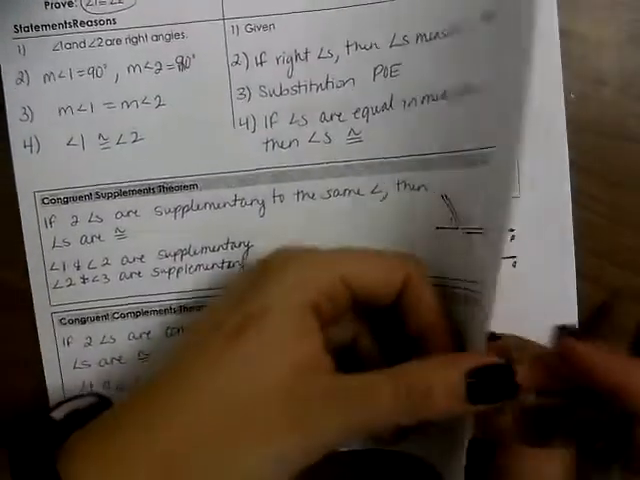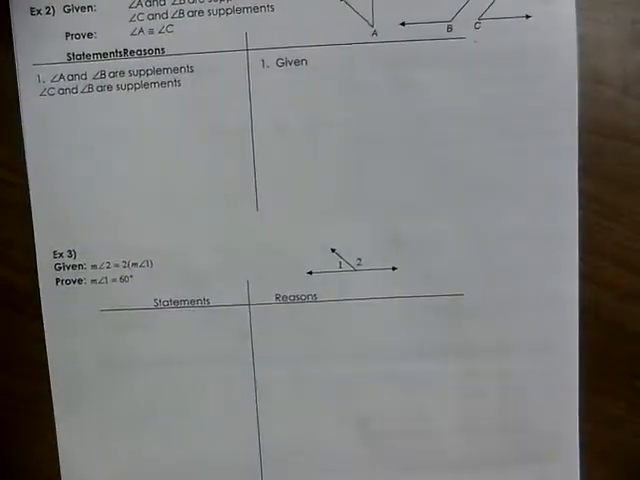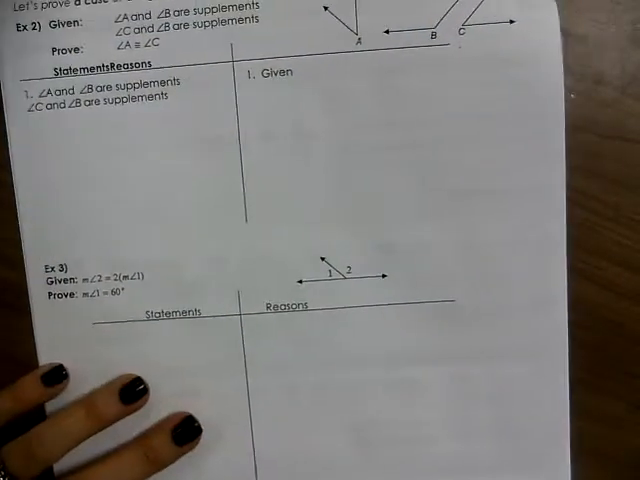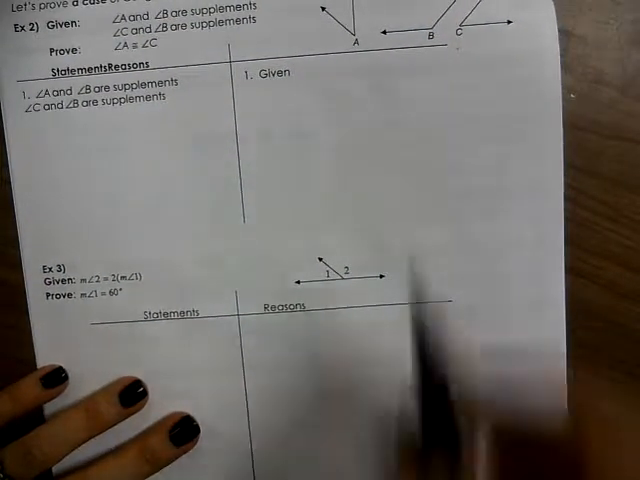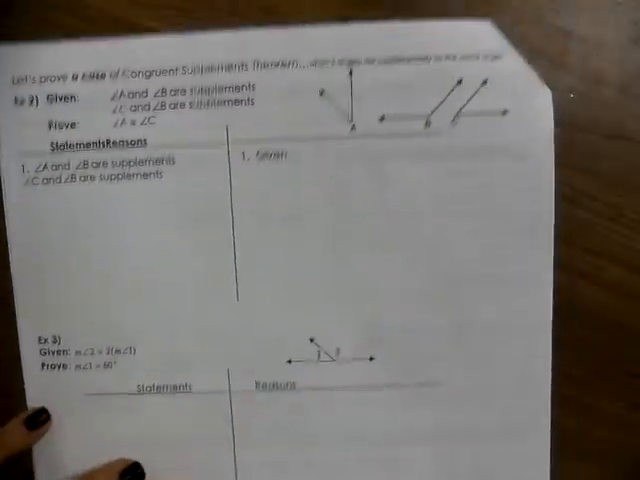Okay, so now we're going to do a couple proofs with this idea. We're going to prove the case of the congruent supplements theorem. So we're going to prove that when two angles are supplementary to the same angle, they have to be congruent.